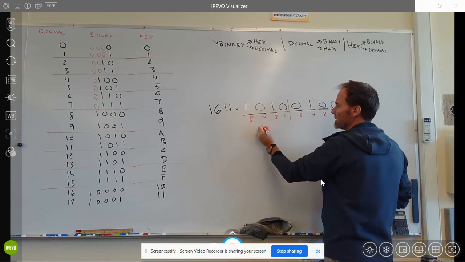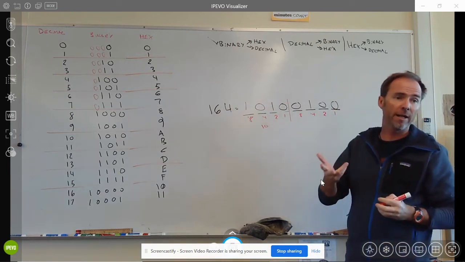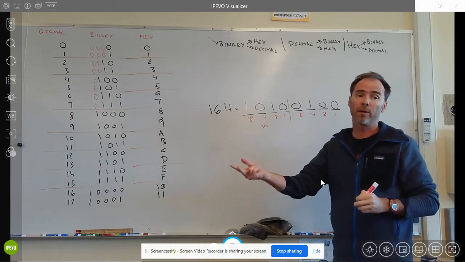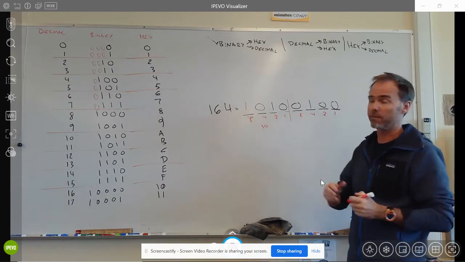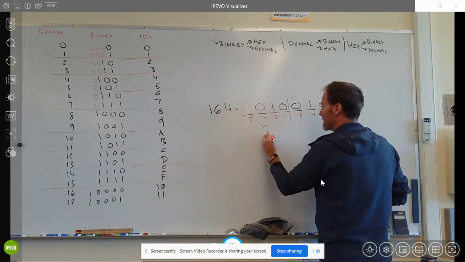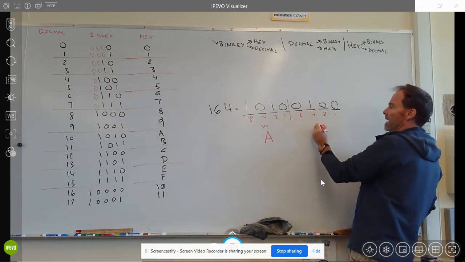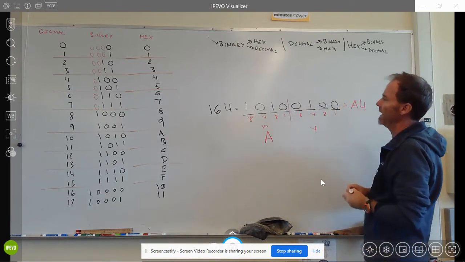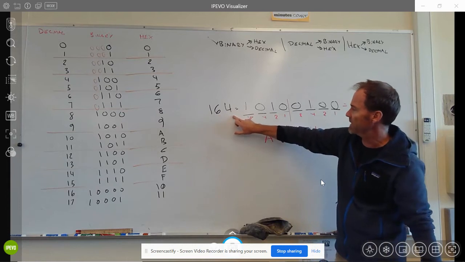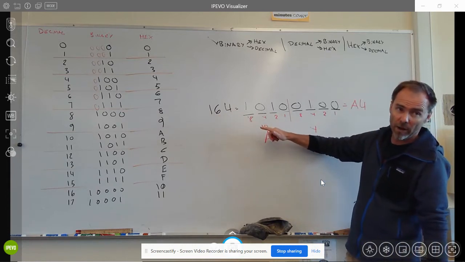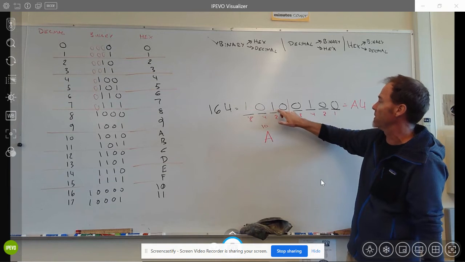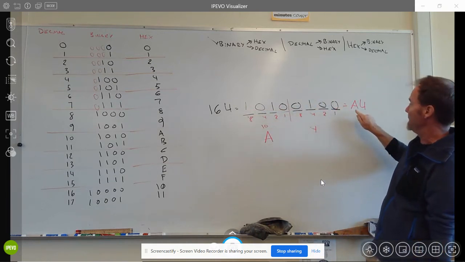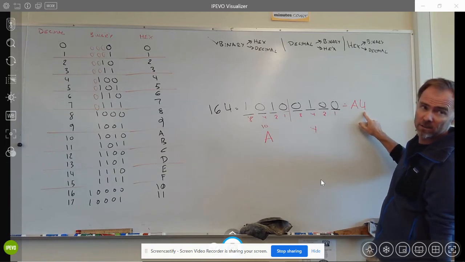So 8 and 2 is 10. Remember, 0 to 9 is 0 to 9. 10 is A, 11 is B, 12 is C, 13 is D, 14 is E, and 15 is F. So 10, same as A. And then I have a 4. So this guy is a 4 in hex. So basically 164 in decimal, our number system, same as 1010 0100 in binary, same as A4 in hex.